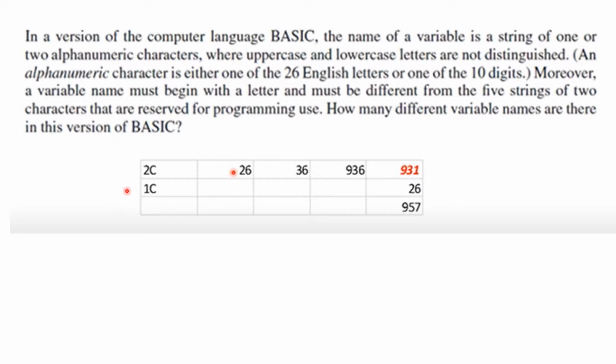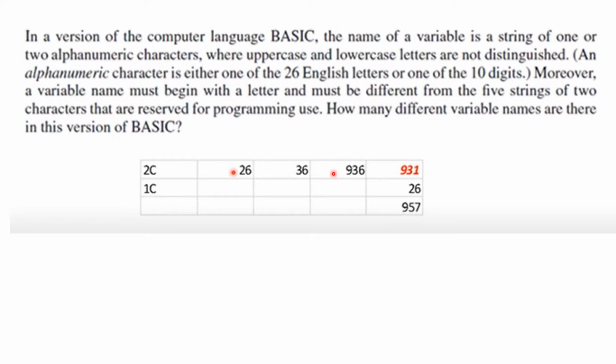Well, there are 2 possibilities. You can have 1 character or 2 characters. 1 character, since it must begin with an alphabet character, there are only 26 possibilities. If you have 2 characters, you can have 1 letter, which begins the variable, but then you can have either a letter or a number for the second. So that means we have 26 times now 36, because 26 plus the 10 digits gives you 36.